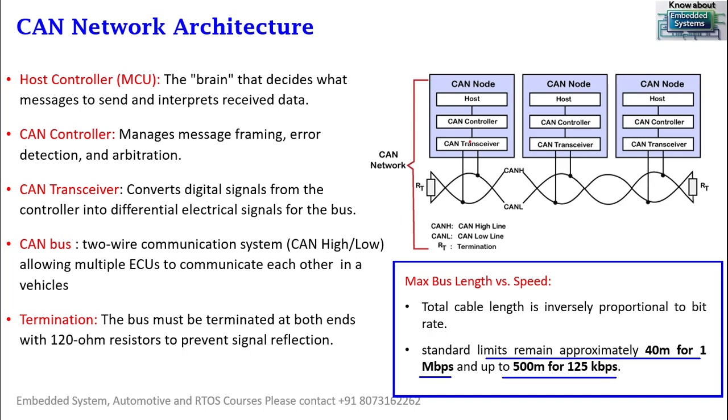This is also one of the important questions you can expect in the interview. What would be the length of your CAN bus? The CAN bus length is up to 40 meters when you go with 1 Mbps speed, and when you go with the low speed of 125 kbps, you are able to transmit up to 500 meters.